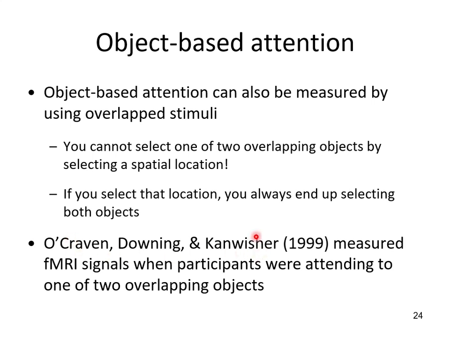So it makes use of overlapping stimuli, and we are familiar with the logic. The logic is if two objects overlap, then you cannot select only one of them on the basis of spatial location, right? If you select that location, you always end up selecting the other one, because it also occupies that location. So if you can select one of them, then that means you have object-specific attention, right?